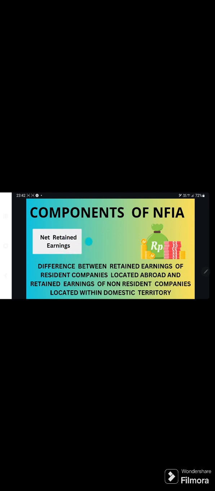So the net factor income from abroad has 3 components. What are the 3 components of net factor income from abroad? They are net compensation of employees. The second component is net income from property and entrepreneurship. And the third component is net retained earnings. And you must remember that net factor income is 0 in a closed economy, because in this economy we are not interacting with rest of the world.